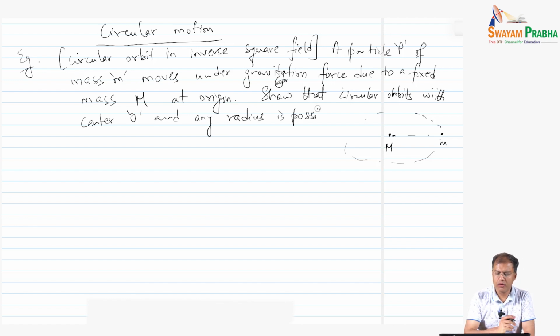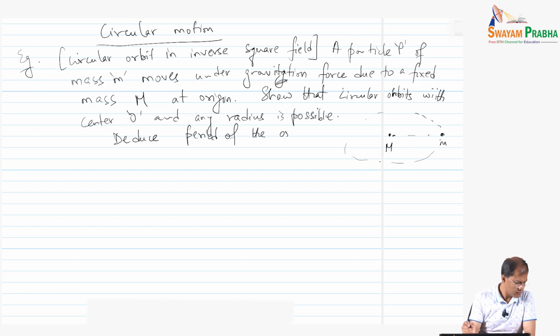Okay, so we have to show that in this case of gravitational attraction, the particle of mass small m is exhibiting a circular motion of some radius. And then also we have to deduce or find the period of the orbit. We can typically think of this setup as the capital M being the Sun and the small m being the Earth, and the Earth is rotating around the Sun and exhibiting some sort of nearly circular motion.